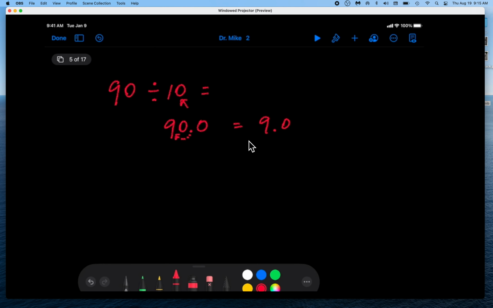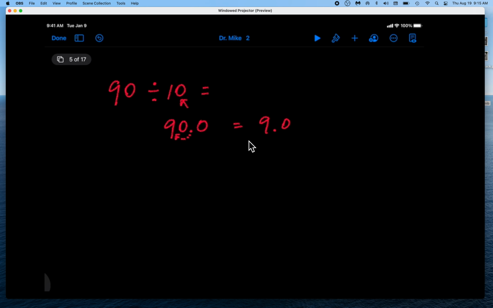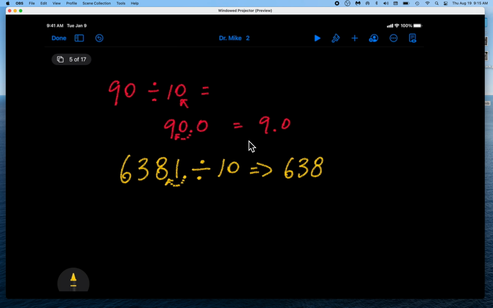Let's try another one. How about 6,381 divided by 10? We're going to get smaller. The original decimal place is at the end. We move it 1 place to the left. It becomes 638.1. Okay. How would you handle this one?